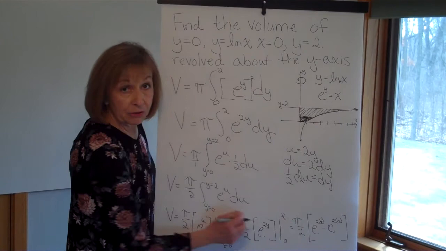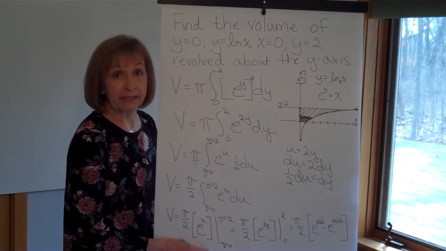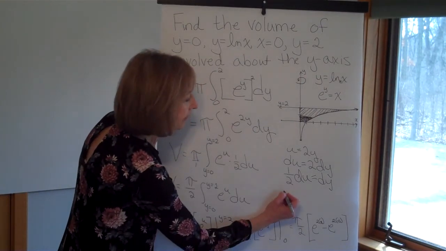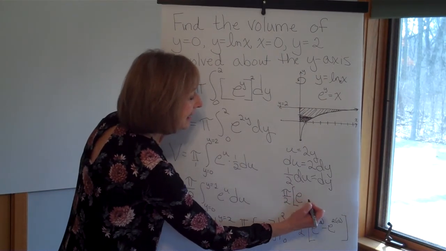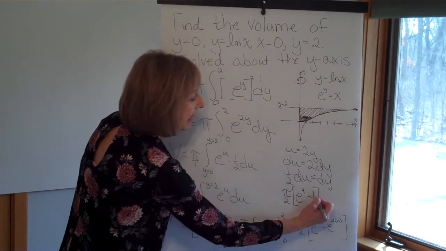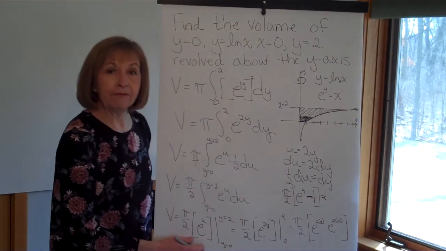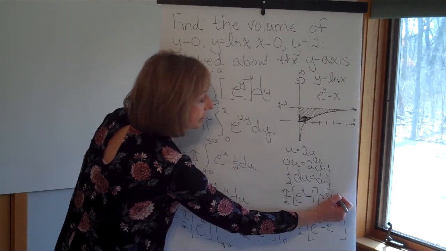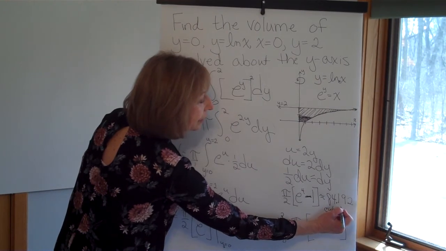Well, e to the 2 times 2 is e to the 4. E to the 2 times 0, well, 2 times 0 is 0, and e to the 0 is 1. So this comes out to be pi over 2 times e to the 4th minus 1. And this is approximately equal to 84.192 cubic units.